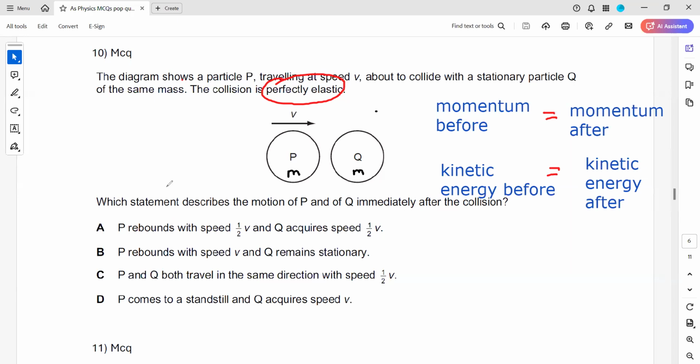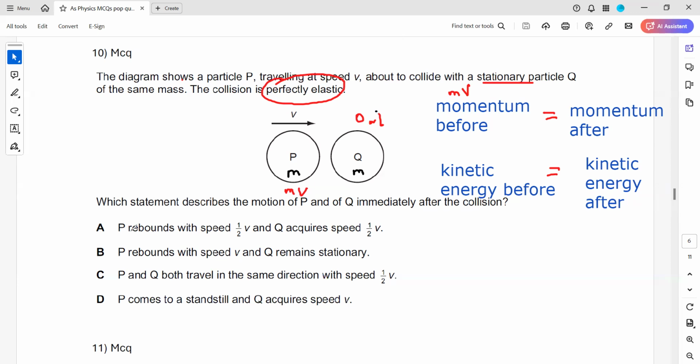So when we apply the principle of momentum for the first option, what is the momentum before collision? This object has a mass m, velocity v, and q was not moving before the collision. It was stationary. So what is the total momentum before? The total momentum before is mv in all the cases. So the total momentum after should also be mv.